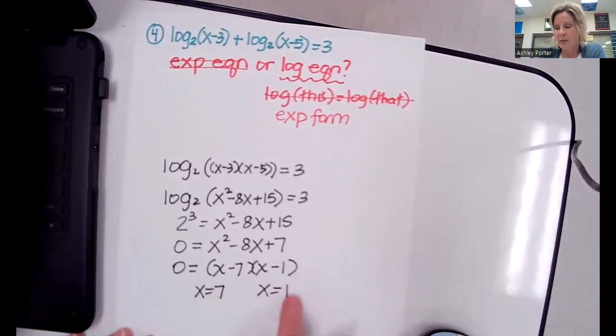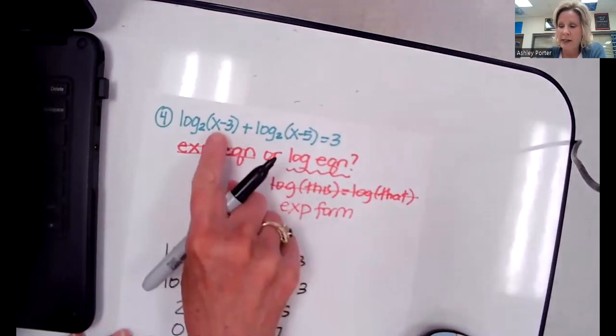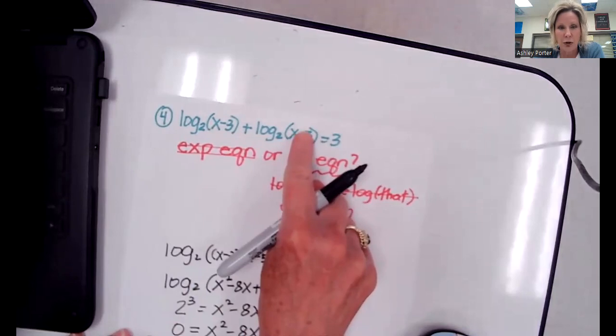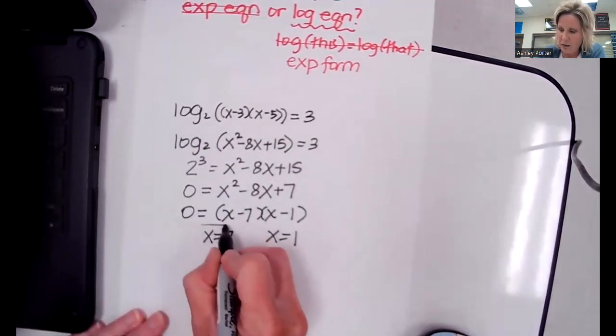Now let me check to make sure that those plug back in okay. You don't have to check on exponential equations, but log equations you do, because the domains of logarithms are limited to only positive input values. The domains on exponentials are not limited. You can use any kind of number for an exponent. So plug in 7. 7 minus 3 is 4. That's positive. 7 minus 5 is 2. That's positive. You're okay with 7. So 7's a good answer.